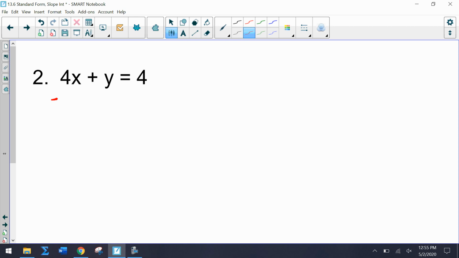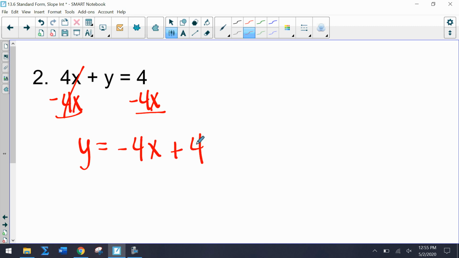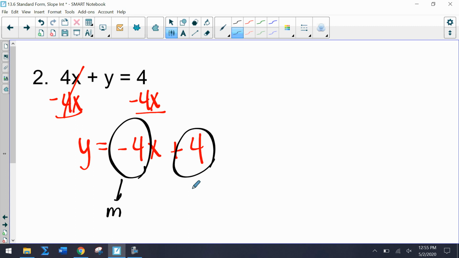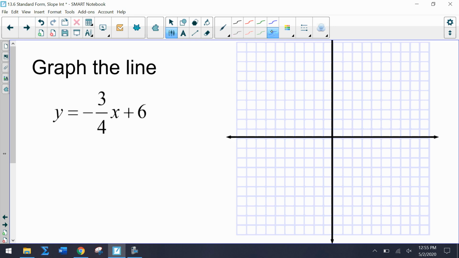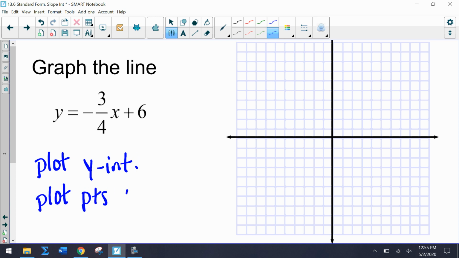For number 2, if we solve for y, we can subtract 4x. So notice y equals -4x plus 4. Here is our slope. Here is our y-intercept. So in order to graph the line, we have to plot the y-intercept and then plot points using the slope.